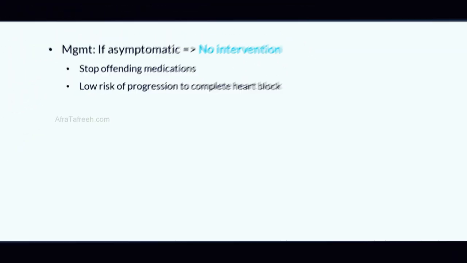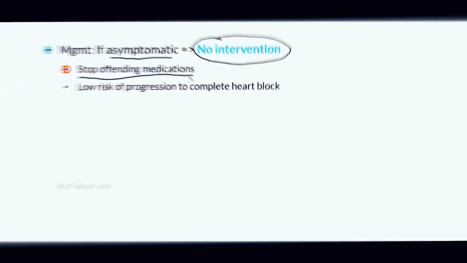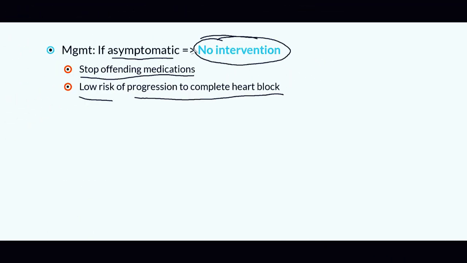As we stated previously, the most common presentation of second-degree heart block Mobitz type 1 is that these patients are going to be asymptomatic, and if these patients are indeed asymptomatic, then no intervention is going to be required. We could consider stopping offending medications such as beta blockers, calcium channel blockers, and digoxin. However, ultimately, Mobitz type 1 carries a very, very low risk of progression to complete heart block or third-degree heart block, and therefore no intervention is generally going to be needed in these patients.